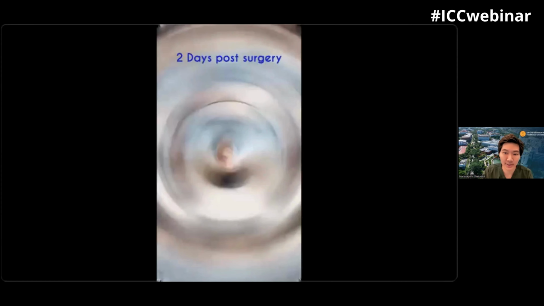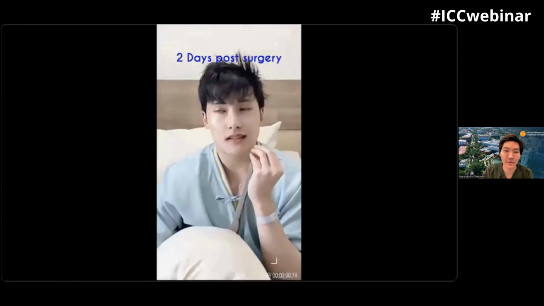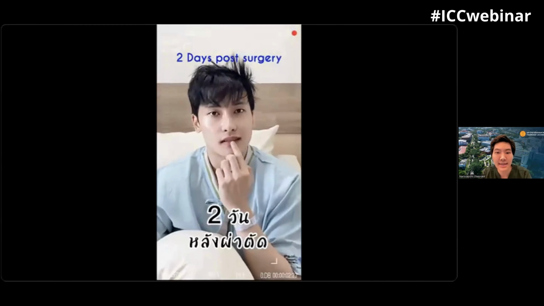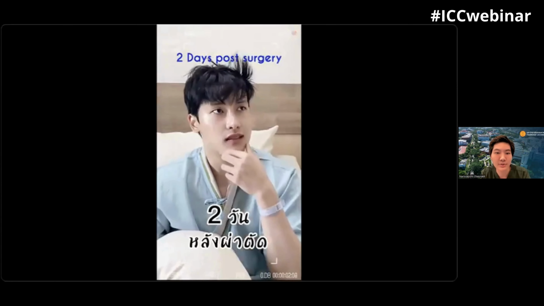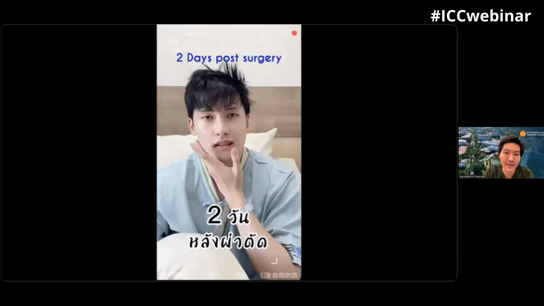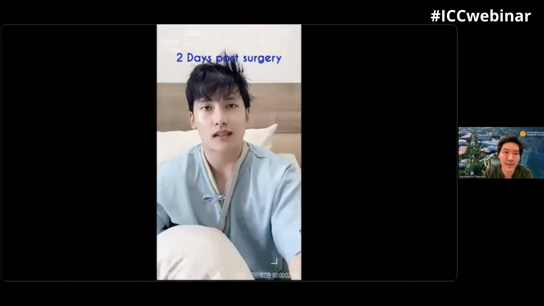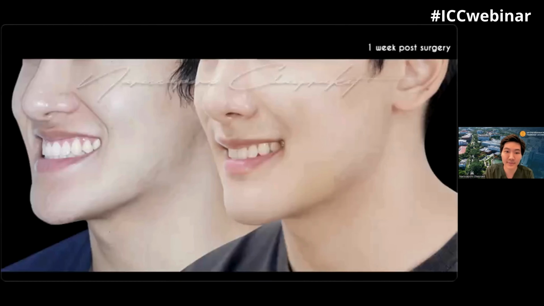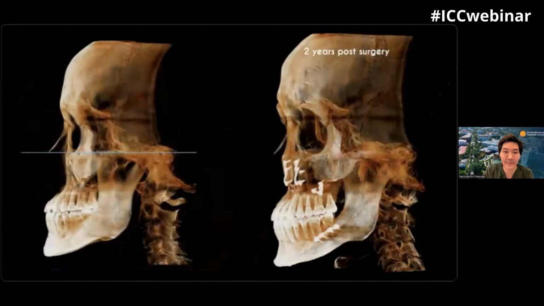This is a short video clip. One of my patients took a short clip to show that he is very satisfied with his immediate post-operative condition. This is 2 days post-surgery. And this was taken 1 week after surgery. He can get back to routine life and work very early. And this is 2 years after the surgery. The stability is still in an acceptable range.